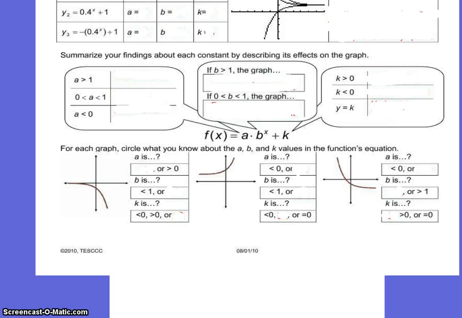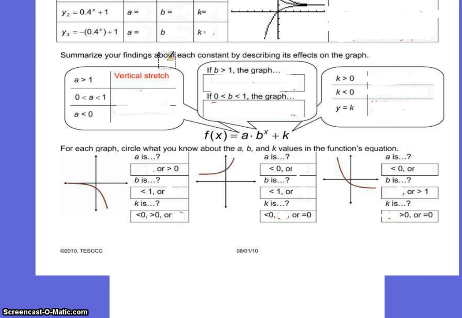So what I'm going to do here is summarize the findings. You're going to put a big asterisk by this page because these are your specific notes. This is what you always need to know. You're going to have to know how your A and your B and your X moves everything. So make sure you understand these. So what do we notice when our A is greater than 1? Something that we've talked about before. When your A is greater than 1, you have a vertical stretch.